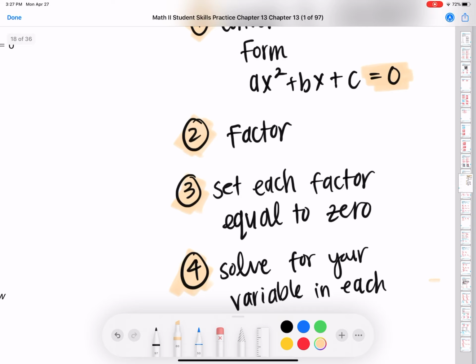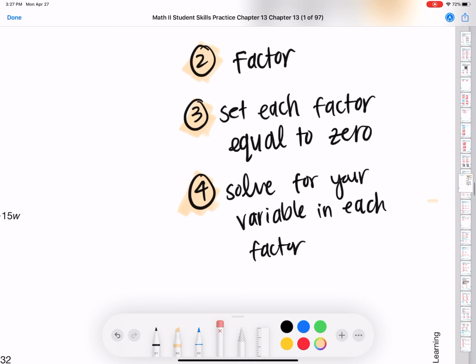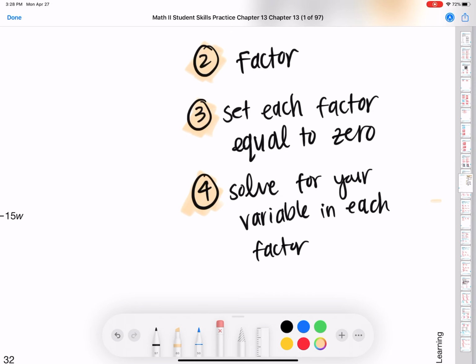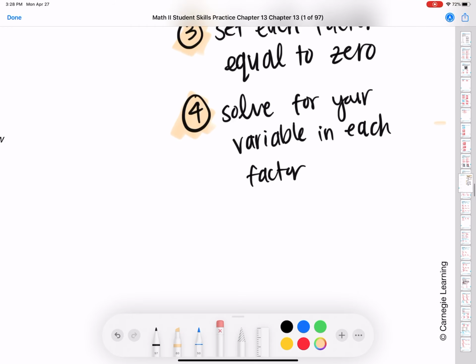We went over factoring. You can factor different ways. You can multiply a times c, look for multiples. You can factor by doing greatest common factor. You could do both, but you want to factor. Step 3 is to set each factor equal to 0. You should have 2 of them. Step 4 is to solve for your variable in each factor.